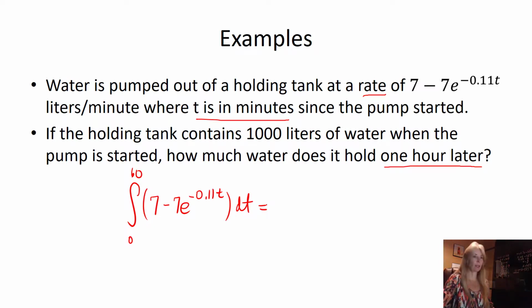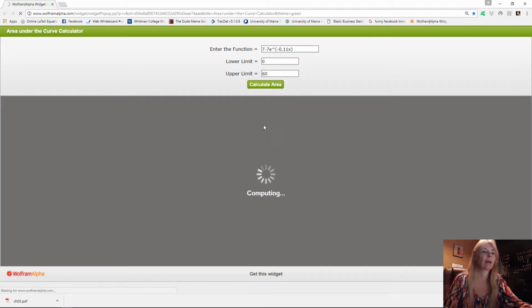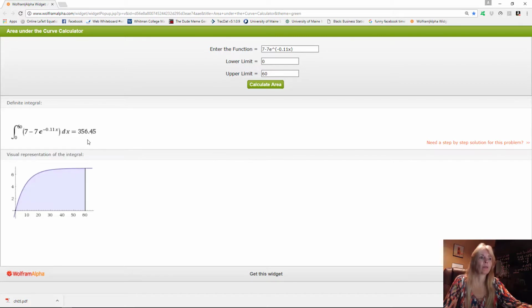So what am I going to do? I'm going to go to my little calculator. I'm going to do 7 minus 7e raised to the negative 0.11x. Again, does it recognize t's? And from 0 to 60, and I calculate my area. It's thinking, this one's a little bit harder. And I get 356.45, so that's the area underneath this rate. Again, the meaning of what we're doing.